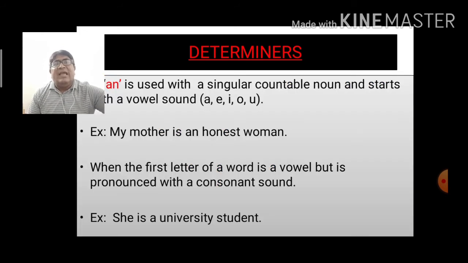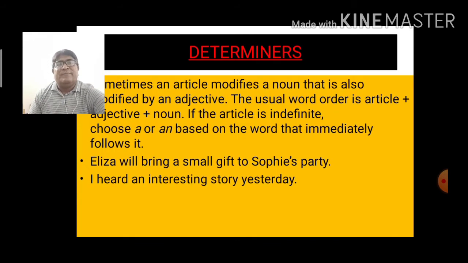The next, "an" is used with a singular countable noun that starts with the vowel sounds A, E, I, O, U. Right? My mother is an honest woman. When the first letter of a word is a vowel but it is pronounced with a consonant sound, for example, she is a university student.